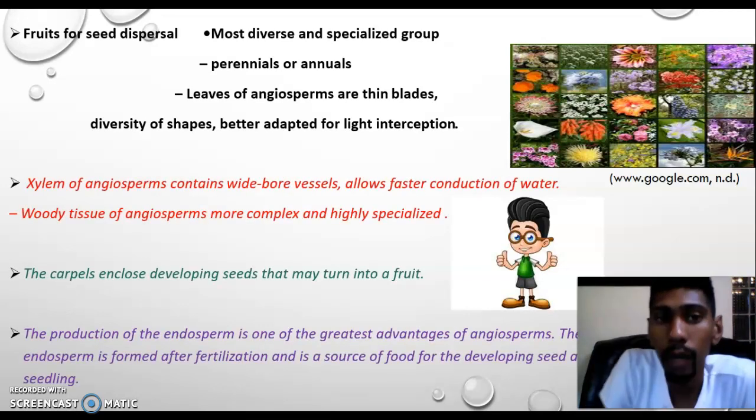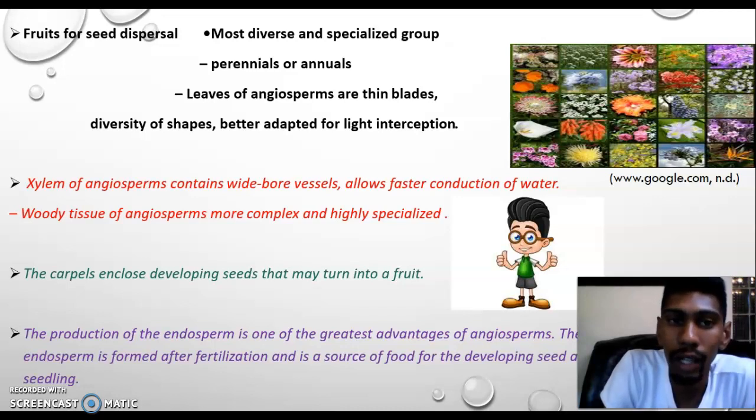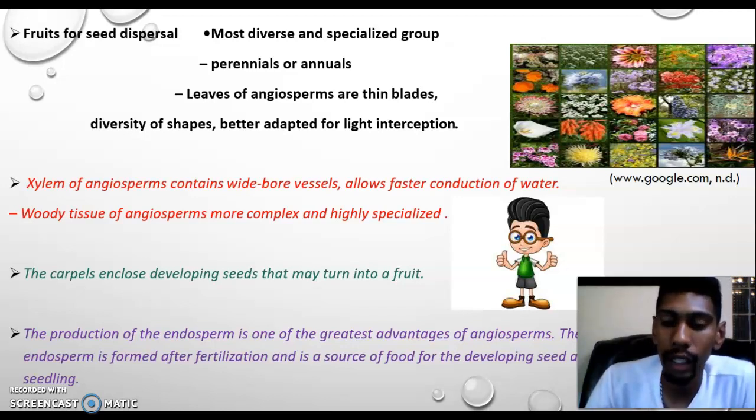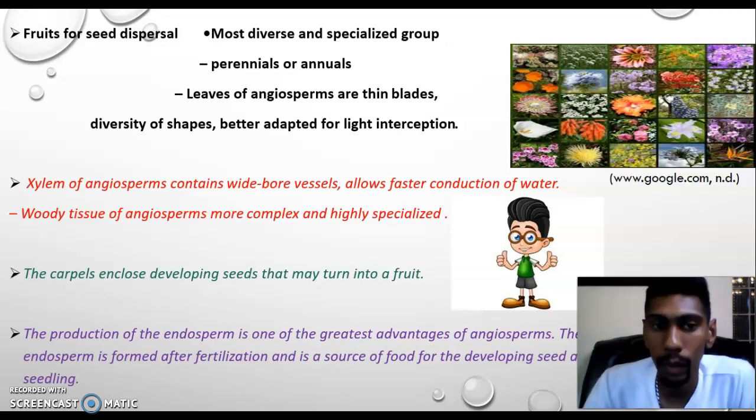Okay, then angiosperms are also the most diverse and specialized group. They are perennials or annuals, and the leaves of the angiosperms are thin blades. However, they have a diversity of shapes, right? So they're all shaped differently. This is to better adapt for light interception, obviously for photosynthesis purposes. The different shapes allow the leaf to capture the light differently. And then the woody tissue of the angiosperms is more complex and highly specialized.